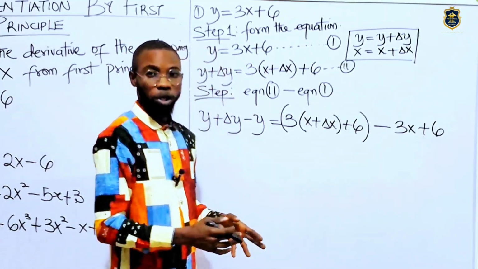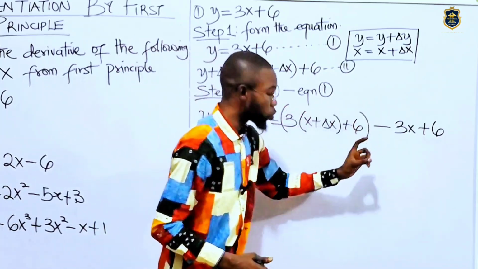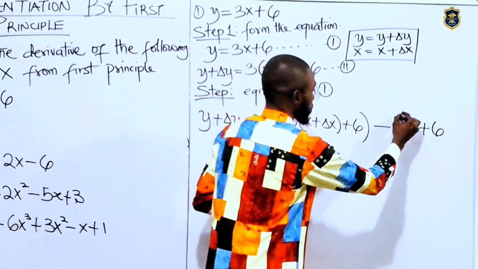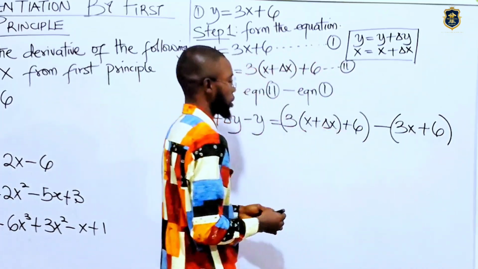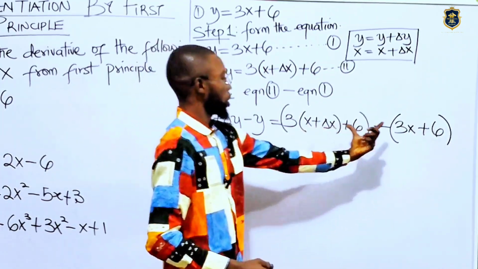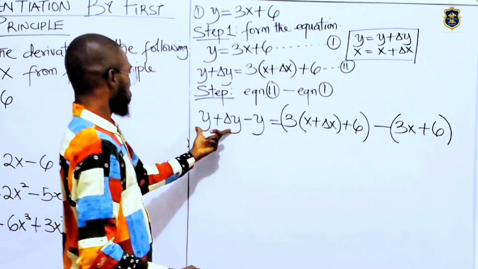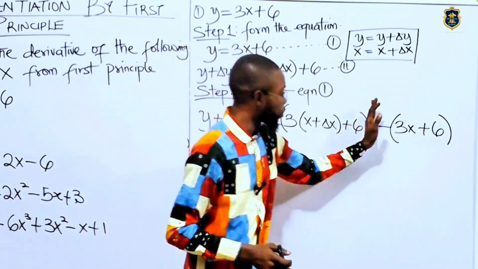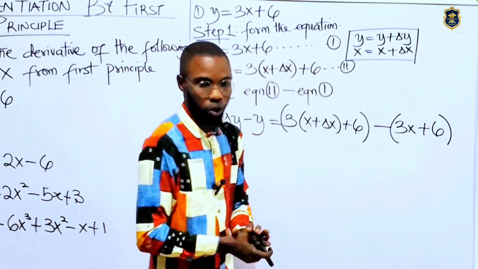This is just common knowledge. If we try and expand this bracket, we must make sure to show that we are in the right frame, because it's subtracting this from this now. This is our equation 2, this is our equation 1. Everything from equation 1 must cancel out. I'll show you now. Listen now.